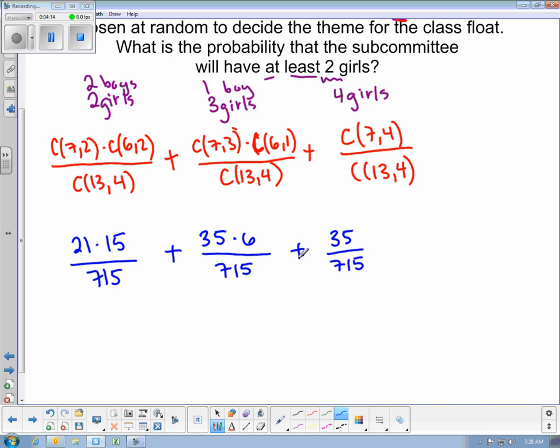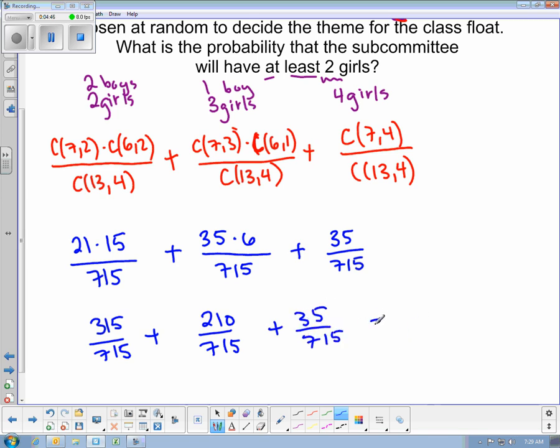And 715 on the bottom. So then I need to go ahead and multiply all of these on the top. 21 times 15 gives me 315, so I have 315 over 715. And then 35 times 6 gives me 210 over 715. And then 35 is by itself at the end, nothing to multiply there.